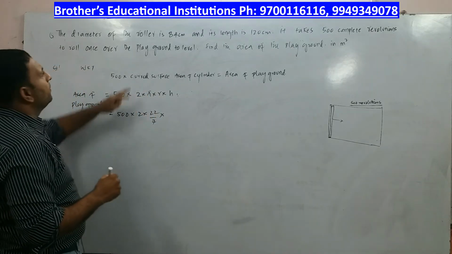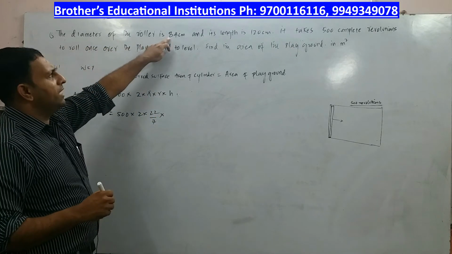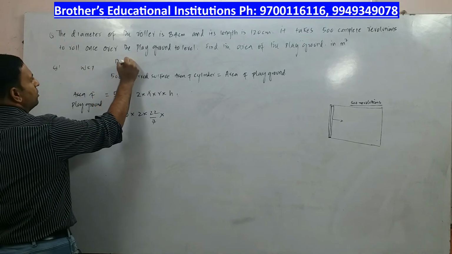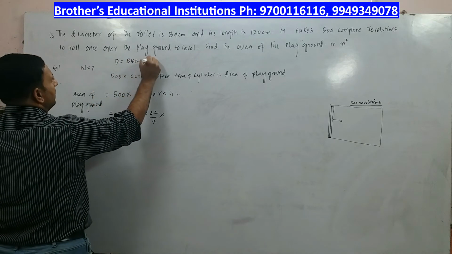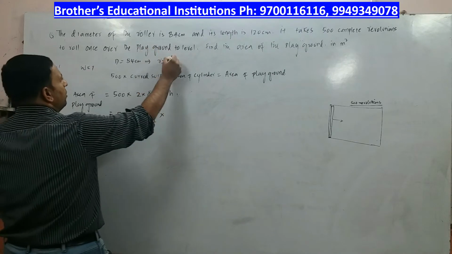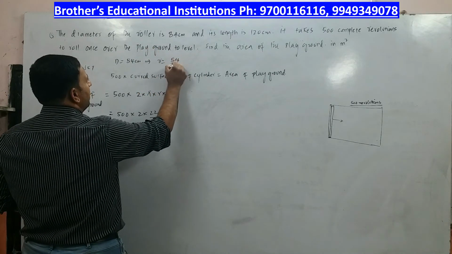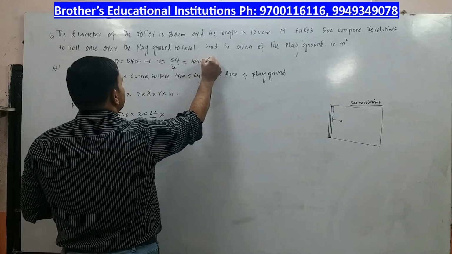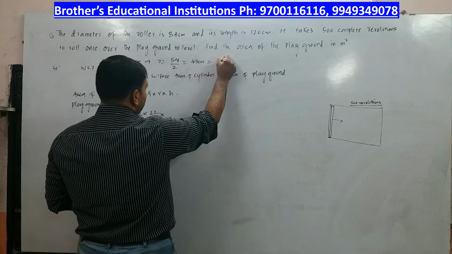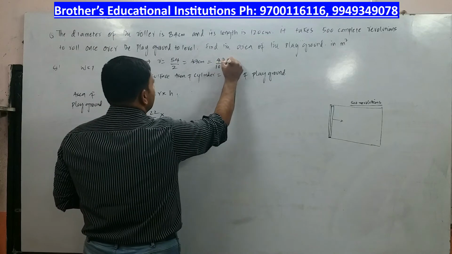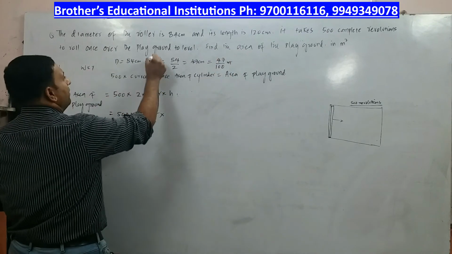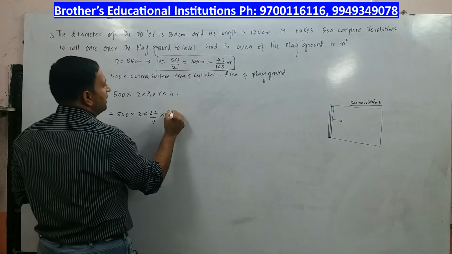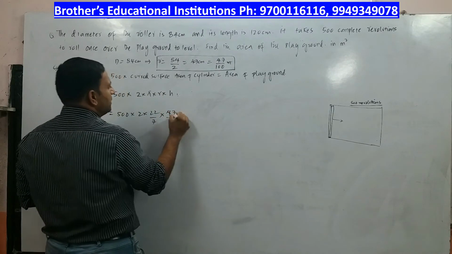What is r? Diameter of the roller is 84 centimeters. So diameter is equal to 84 centimeters implies radius is equal to 84 divided by 2. What is 84 divided by 2? 47 centimeters, and that is equal to 47 by 100 meters. So I have written the radius in terms of meters. So radius is 47 divided by 100 meters into height.